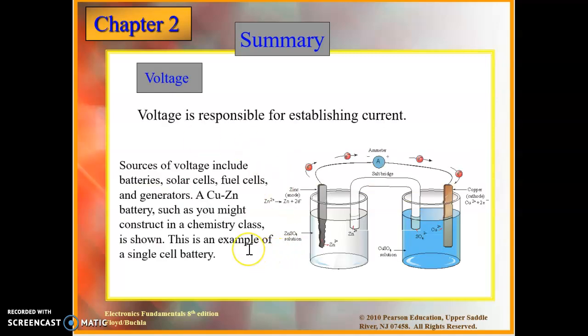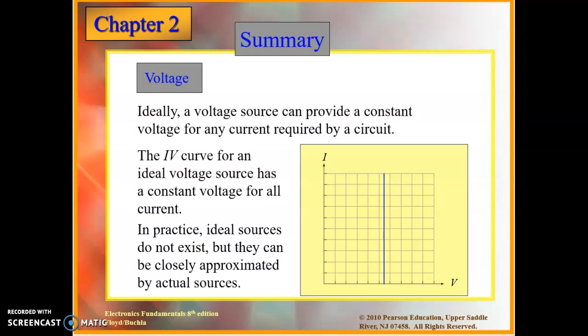Right here we have different voltage sources, how we can create power or voltage so that we can do some work. We have solar cells, fuel cells, batteries, and different examples of power sources.